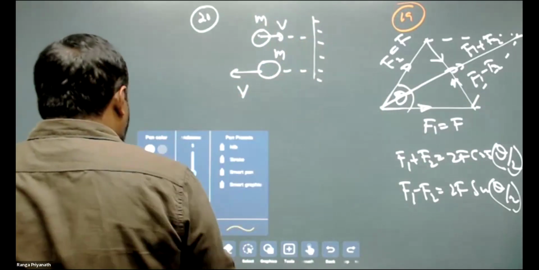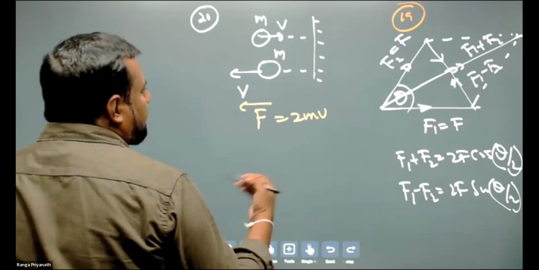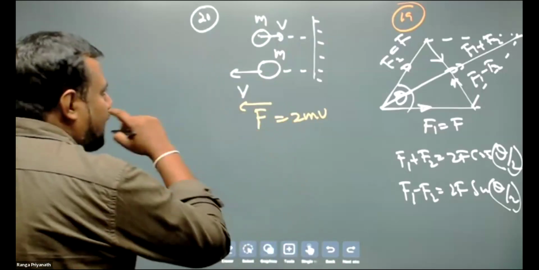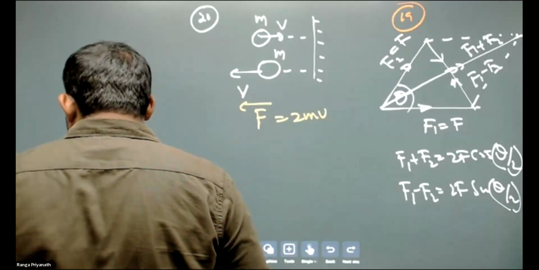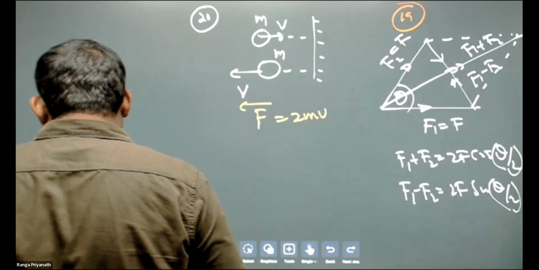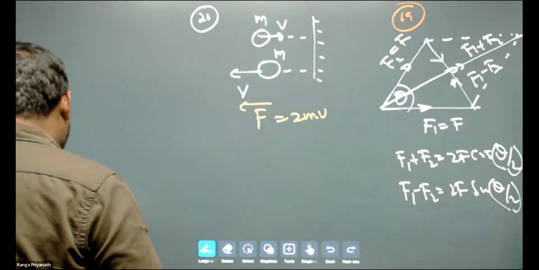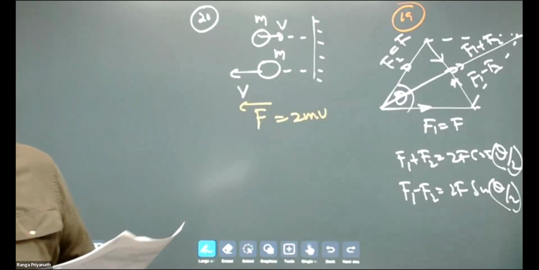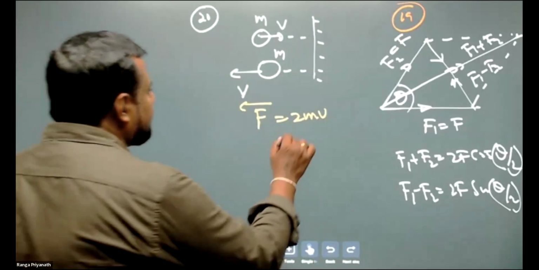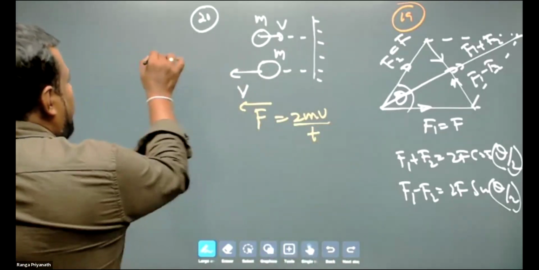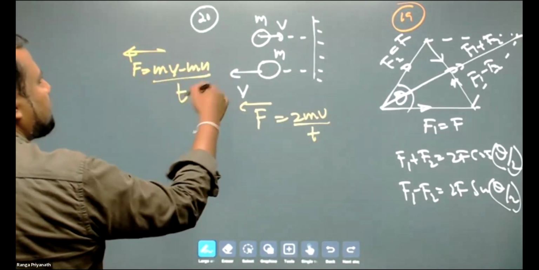For a ball, there is a force on it given by 2mv. I'm just telling you it's 2mv; I will tell you how it comes. The force exerted on the bat is 2mv divided by time. Time we do not need. I just apply F equals mv minus mu divided by t to show this.